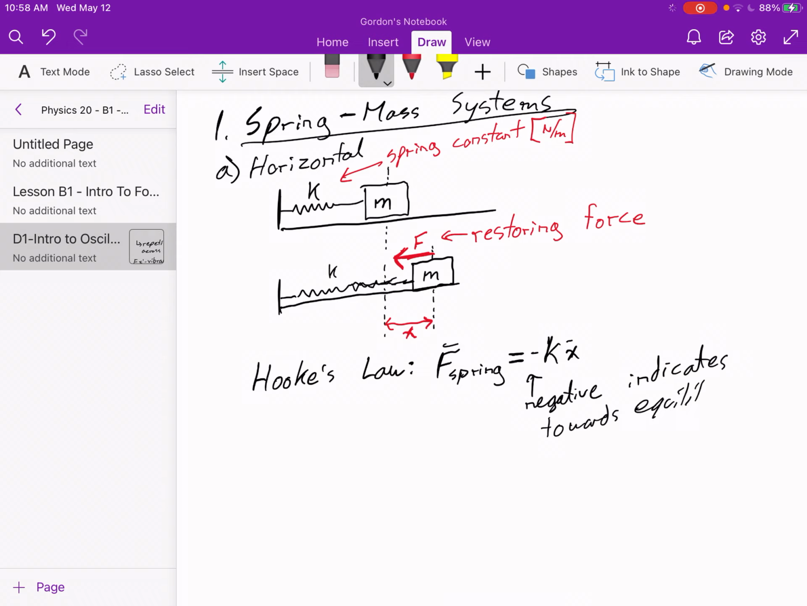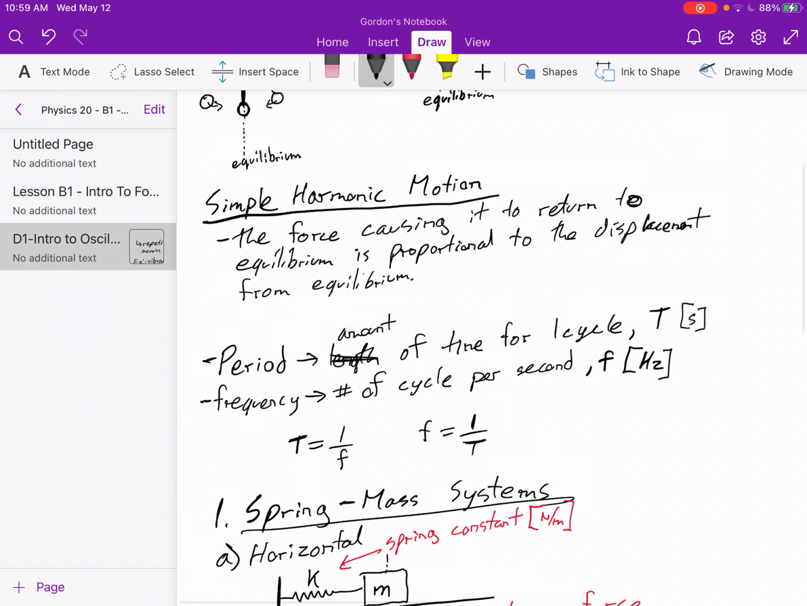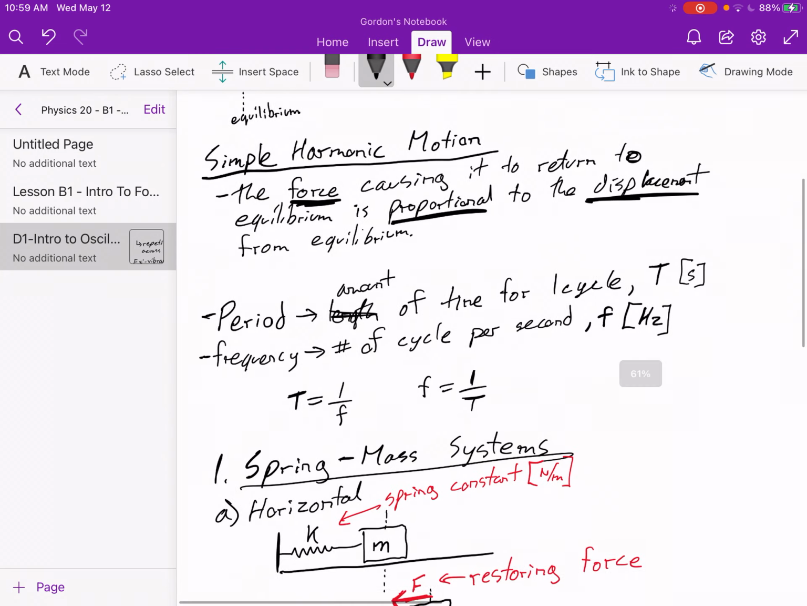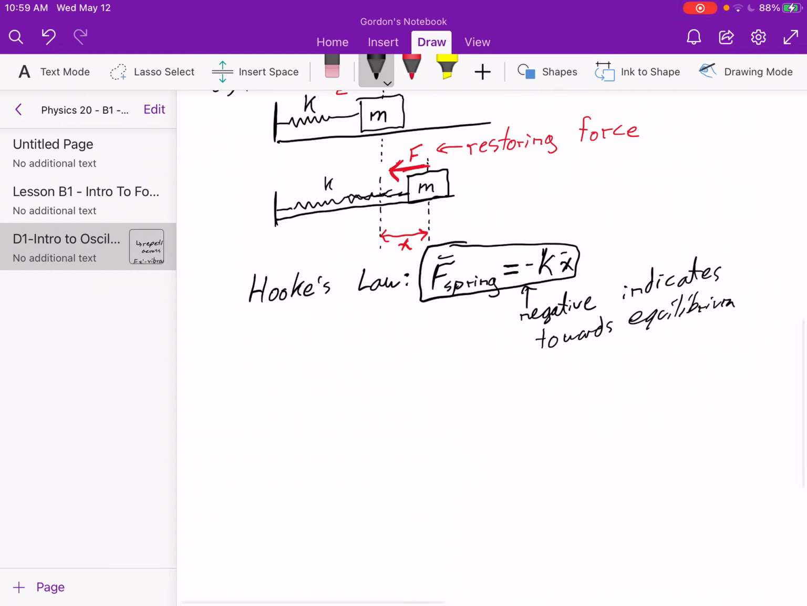Most of the time, you're just going to naturally account for this negative sign, and you aren't going to have to worry about the direction too much in this topic, but it's always going to be there. So this is Hooke's law, showing how the force of a spring and the distance that it is stretched are related. And remember, up here we said that simple harmonic motion, which is the type of motion that we're talking about here, is when the force is proportional to displacement. So we can see in this equation that our force is directly proportional to the displacement.